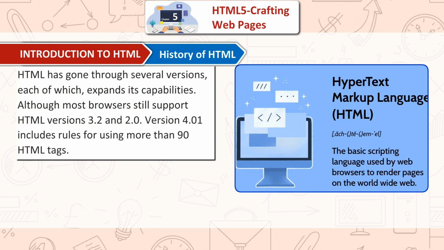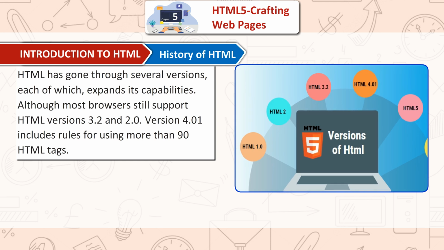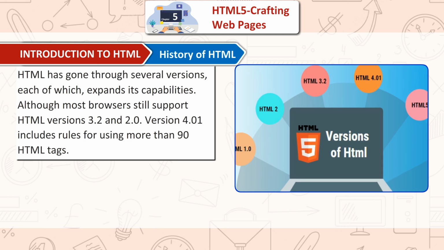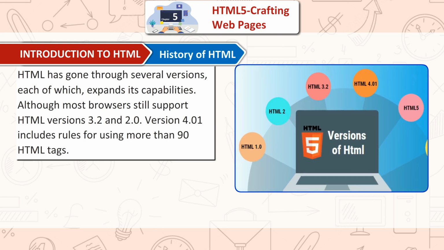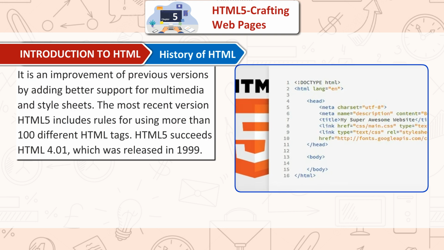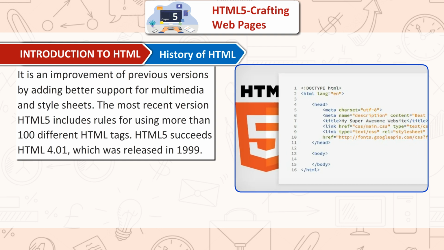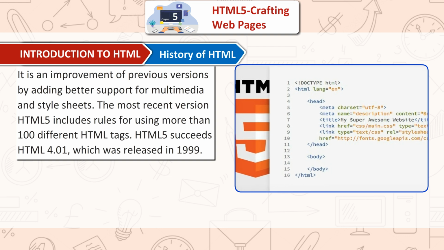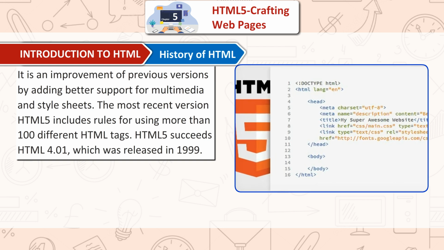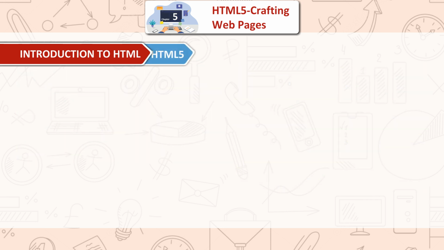HTML has gone through several versions, each of which expands its capabilities. Although most browsers still support HTML versions 3.2 and 2.0, version 4.01 includes rules for using more than 90 HTML tags. It is an improvement of previous versions by adding better support for multimedia and style sheets. The most recent version, HTML5, includes rules for using more than 100 different HTML tags. HTML5 succeeds HTML 4.01, which was released in 1999.